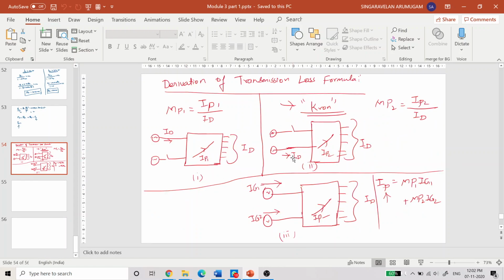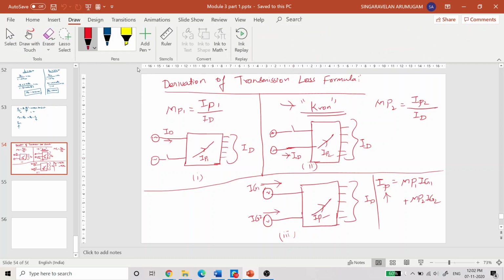Yesterday we started to derive the transmission loss formula, right? So we'll continue with this. This transmission loss formula can be obtained easily by considering a system like this. Say, for example, two generators are feeding a load ID, and in case 1 only one generator is turned on, feeding the entire transmission line.